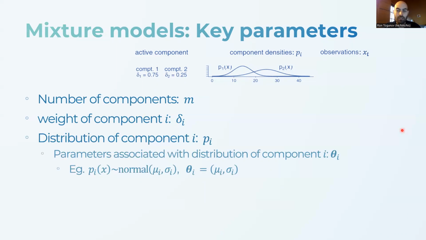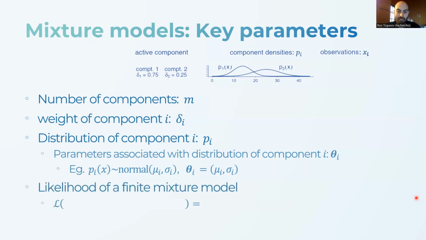Third, each component has its own associated probability distribution represented by pi. Each distribution is defined by some parameters, which can be represented by theta. For example, if the possible measurements are normally distributed, we may need to estimate the mean and the standard deviation for each component i. Again, the researcher defines the number of components, and the finite mixture model would estimate the values of delta and theta. The parameters are estimated by maximizing the likelihood of the finite mixture model.